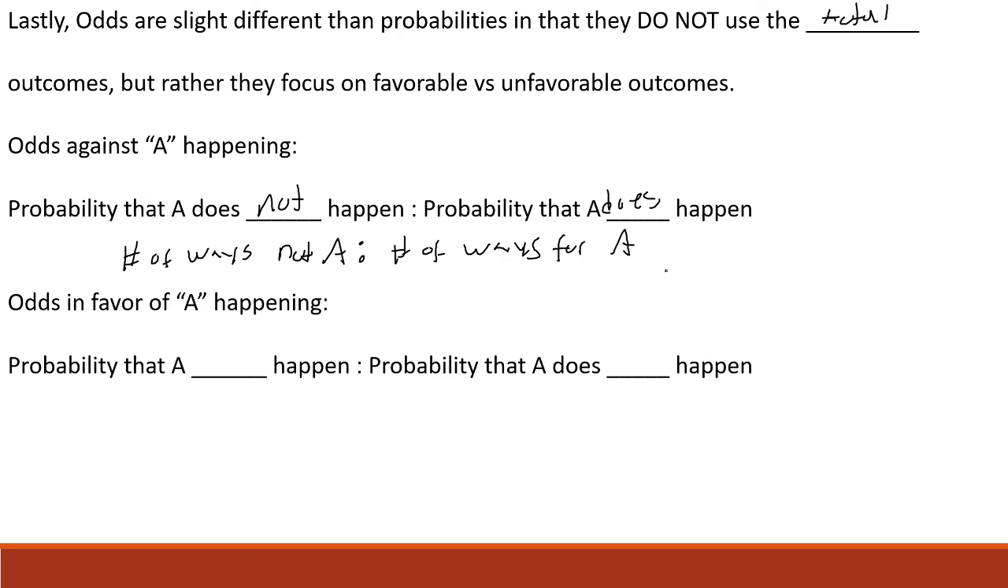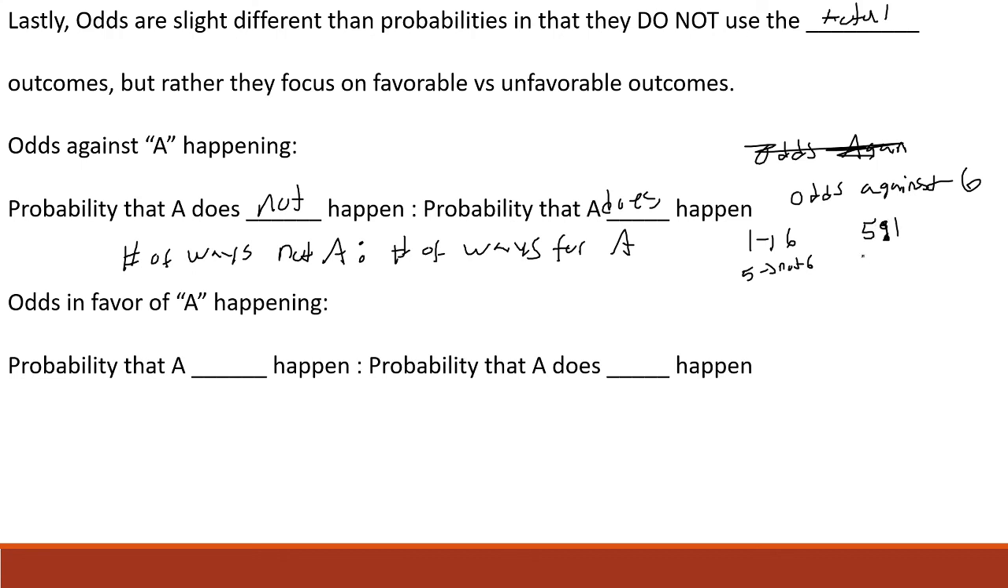So for example, rolling a die. What's the odds against picking A or rolling a 6? Well, how many different ways can rolling a 6 happen? Well, there's one way to roll a 6. So there's one way to roll a 6, and there's 5 ways to roll a not 6. So the odds against 6 happening is 5 to 1. That should be a colon there. There's 5 not 6s to 1 6.